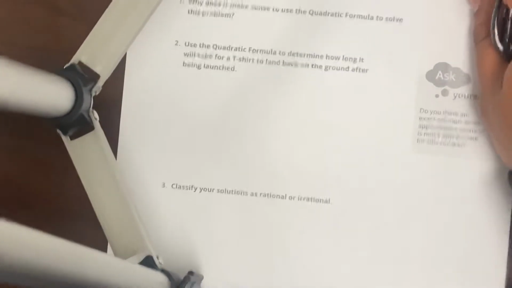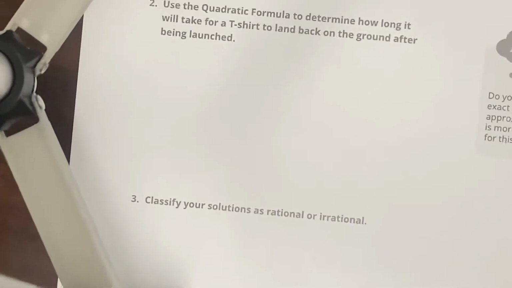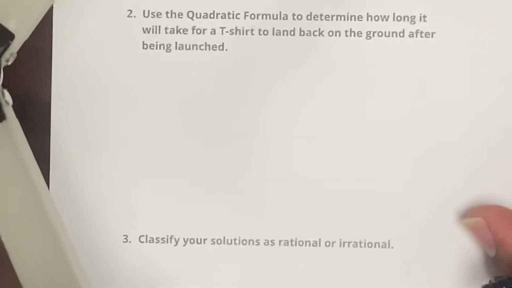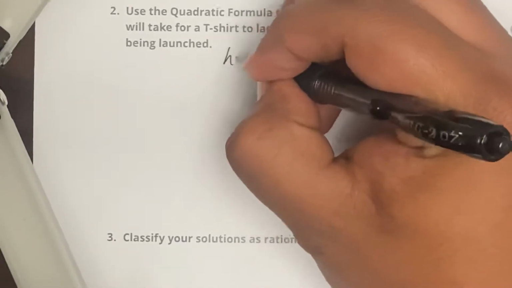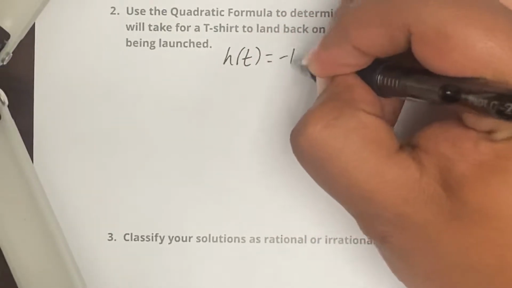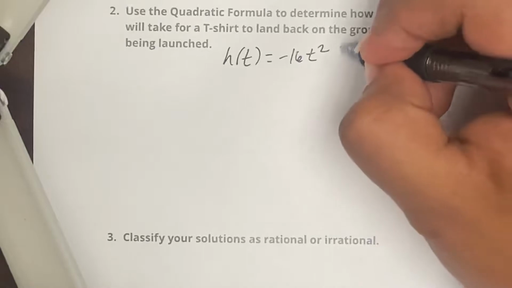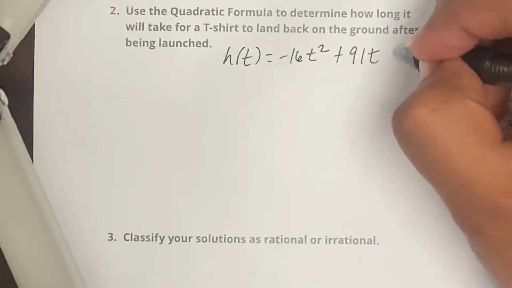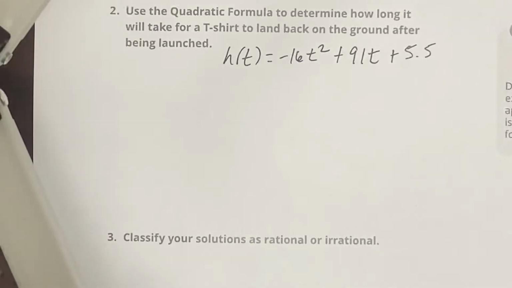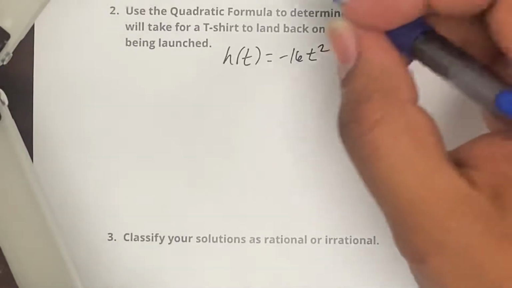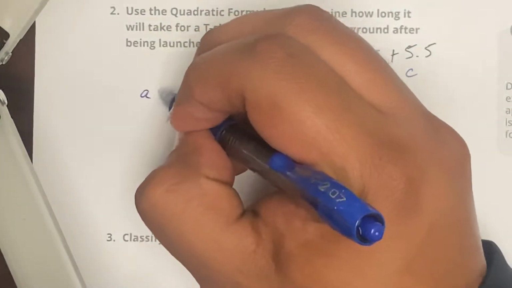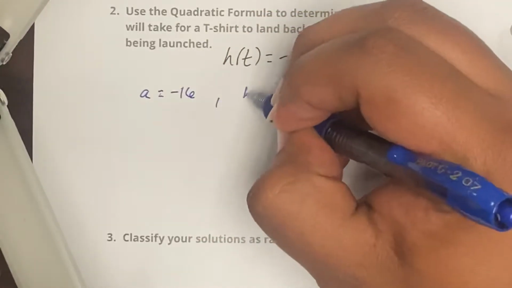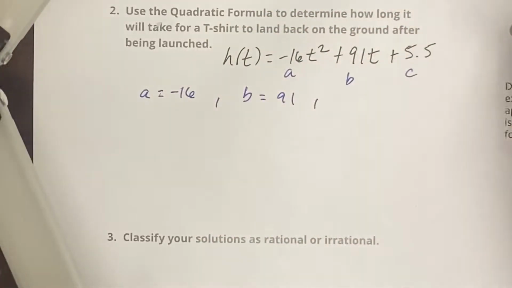Here we go. Use a quadratic formula to solve. Let's see if I have enough space right here. Should. Here we go. Rewriting the equation. H of t equals negative 16t squared plus 91t plus 5.5. Okay, first step is to label A, B, C. We could even write it out just to make sure. A is negative 16, B is 91, and C is 5.5.